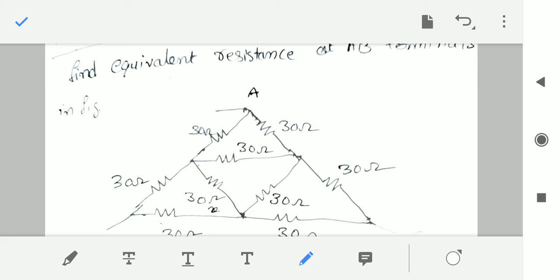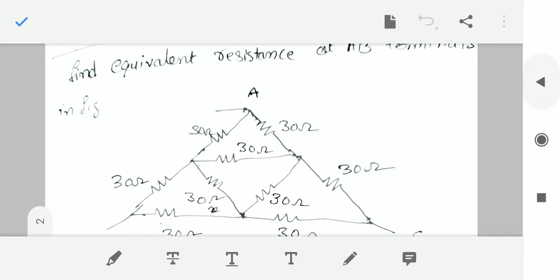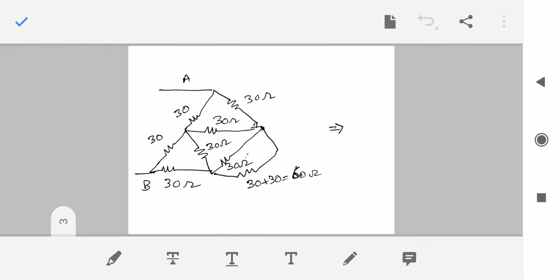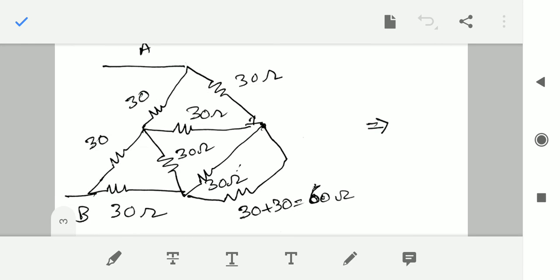How to see whether they are in series or in parallel? If the current does not divide, then we consider them as in series. If the current divides and reunites, then we consider those two resistances to be in parallel. So here, if I neglect C, the current will not divide, and these two resistances will become in series. If these two resistances are connected in series, the total resistance is 30 plus 30, that is 60 ohm.